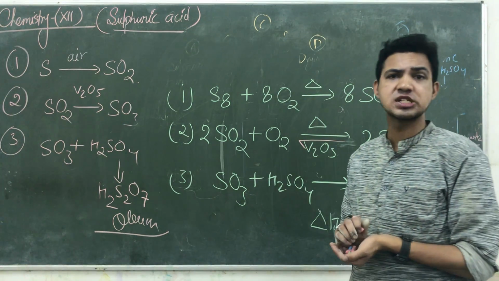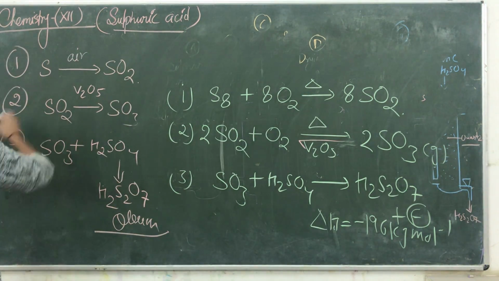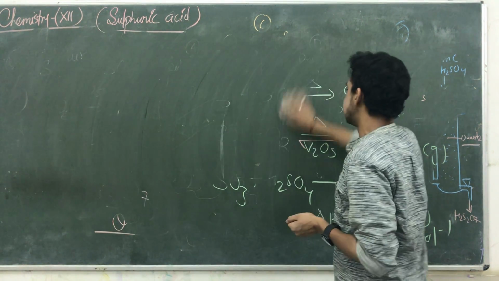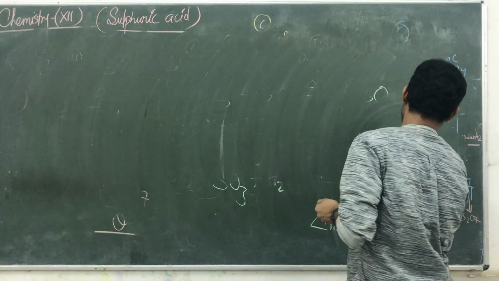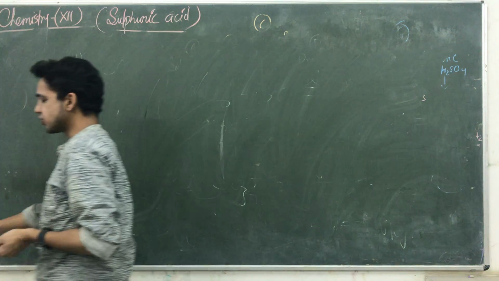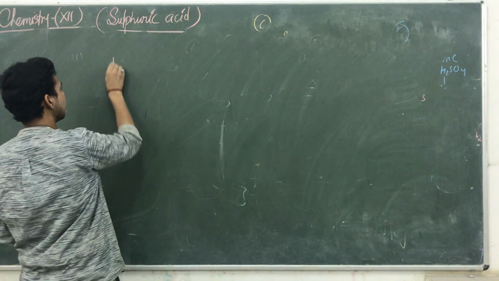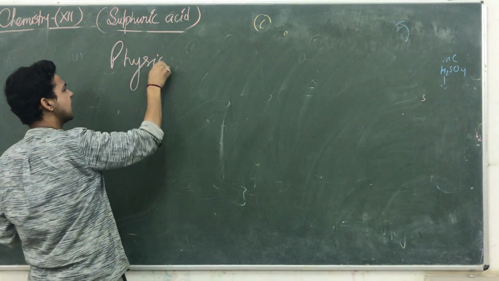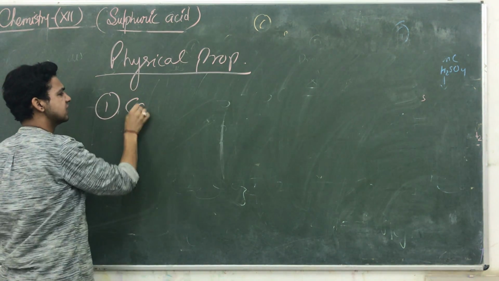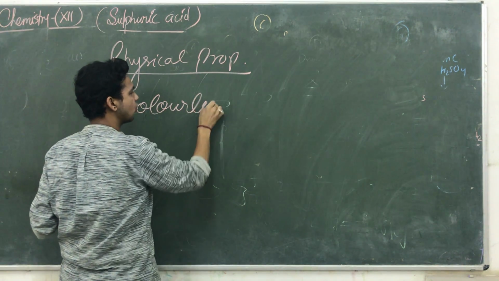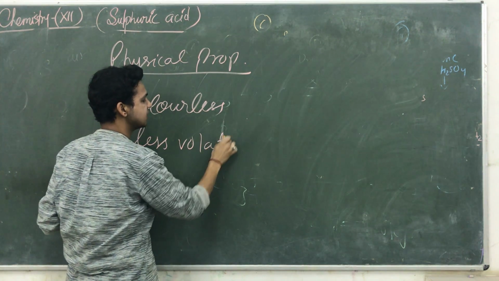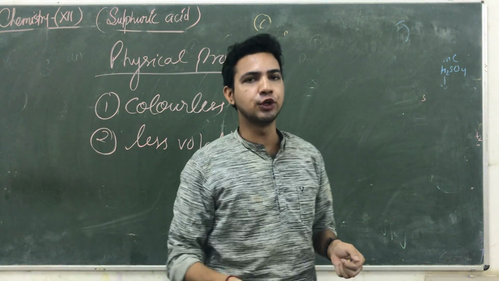Next we are working on its physical properties. So see the physical properties of sulfuric acid. It is colorless, having a specific smell, but it is oily in nature. Its solution is oily in nature. Here we are talking about its physical properties. So it is colorless. Second one is less volatile. Less volatile means it is not able to easily convert into vapor.